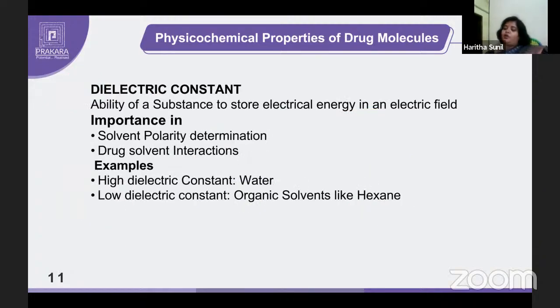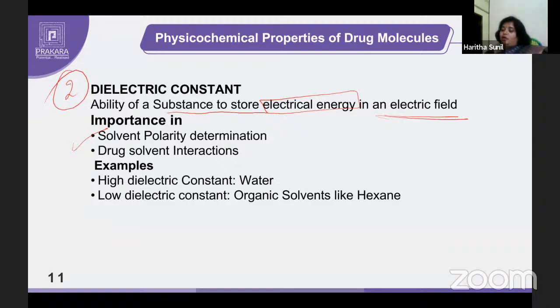And then the second one that we are going to see about is the dielectric constant. So what is this dielectric constant? The ability of a substance to store electrical energy in an electric field is called a dielectric constant. It always indicates how well a material can reduce the electric field strength within it, when compared to that of the vacuum, right? And it is always used to characterize the solvent and predict their interactions with that of the drug molecules. And its importance is seen in solvent polarity determination.